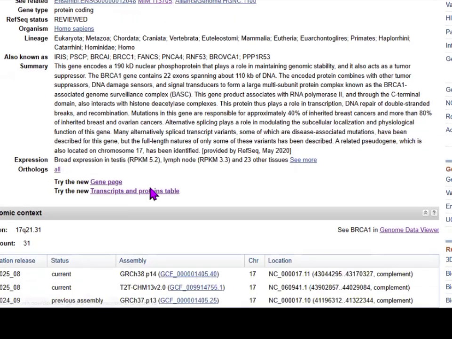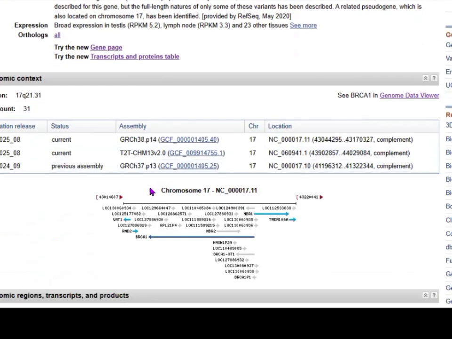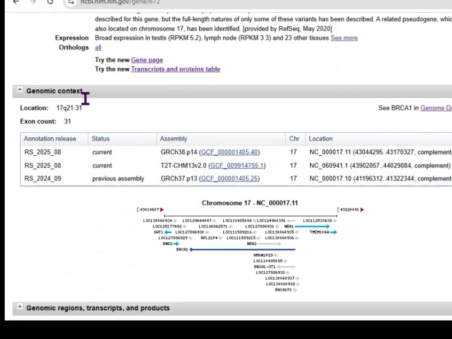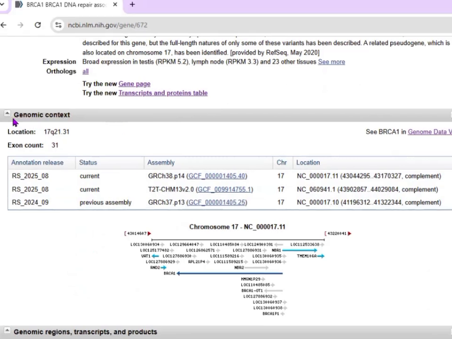Next, what we can see is the genomic context part. Here you can see genomic context. Now let's understand where this gene is located in the whole genome. In the genomic context, this gene BRCA1 is located at 17q21.31. Now let's understand this cytogenetic location description. This is the cytogenetic location of this gene BRCA1.